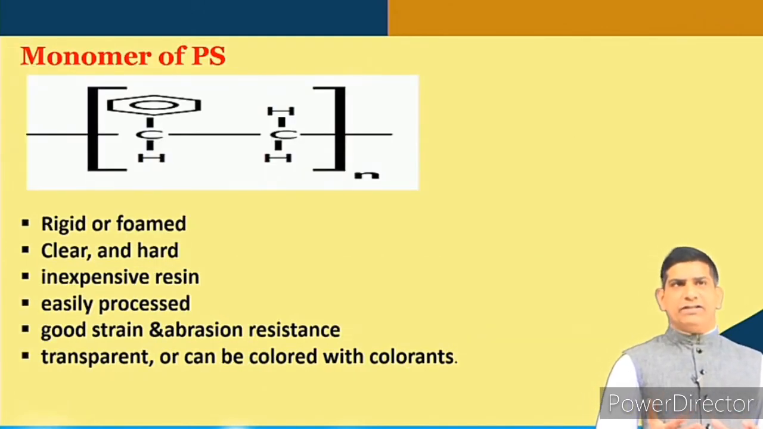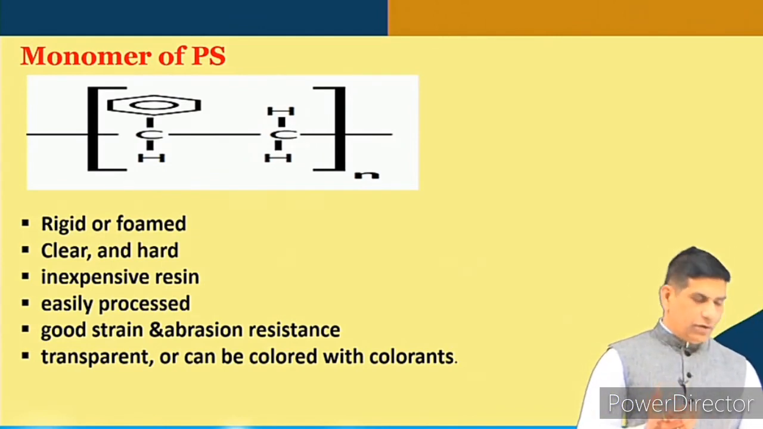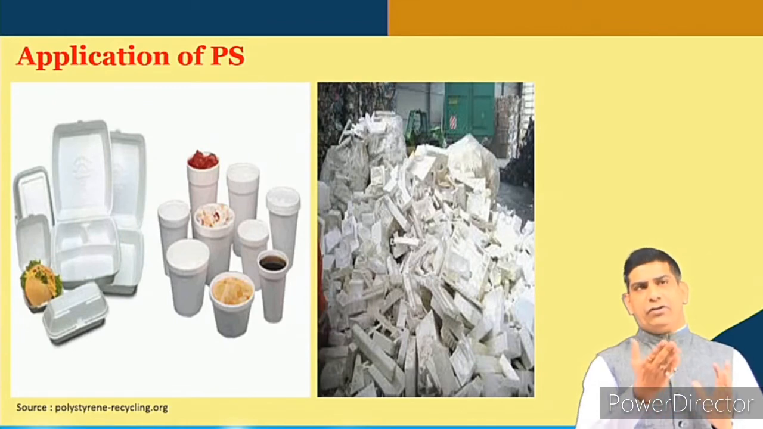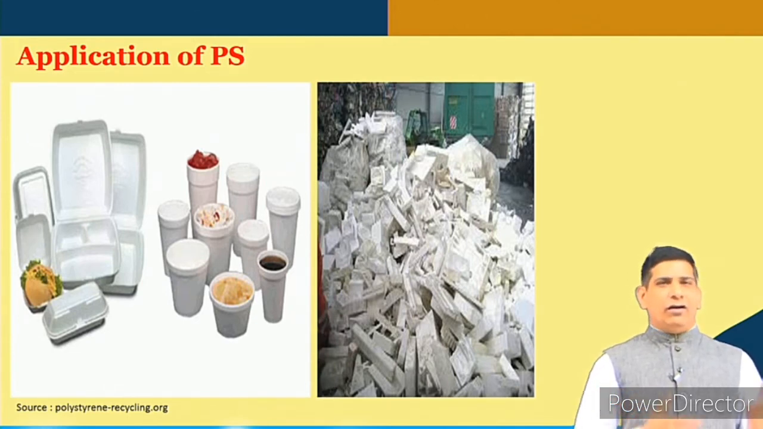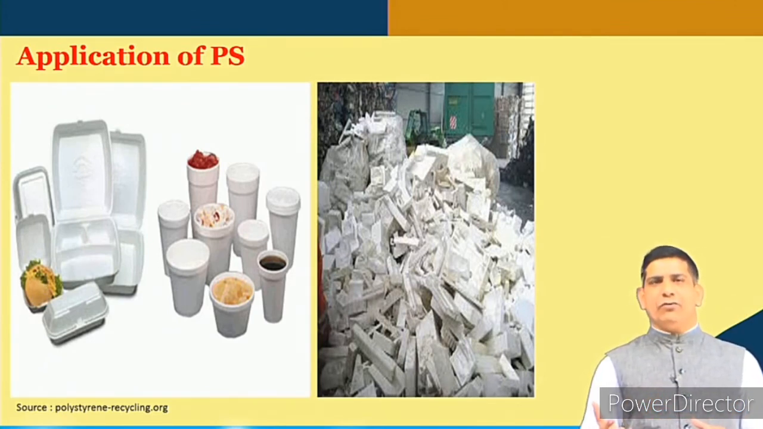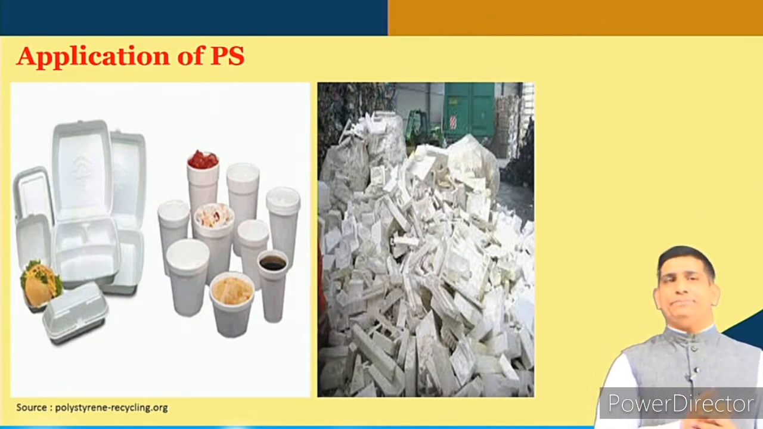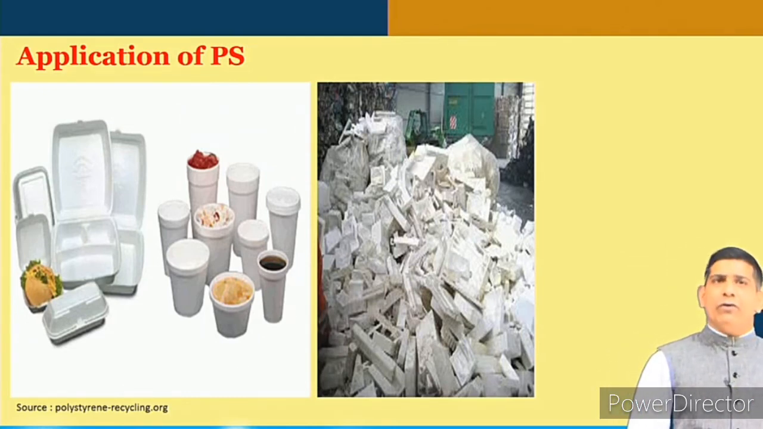Again, as you can see, the monomer is different. It's a rigid, foamed, clear, hard, inexpensive resin, easily processed, with good abrasion resistance, transparent, and can be colored with different colors as well. Applications include single-use containers, bowls, and plates, which you and I many times use for a party. When you go to a restaurant these days, they ask whether you want to take the leftovers home, and they use these too. A lot of polystyrene is used, with very poor recycling, and we see it getting into our oceans and water very easily.